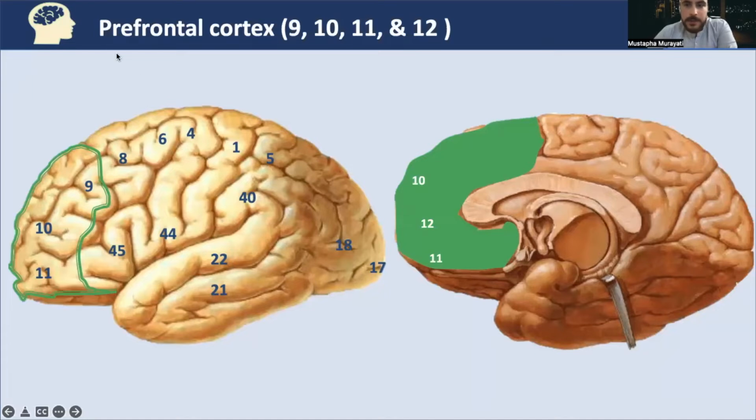Okay, now we will talk about the prefrontal cortex, Brodmann areas 9, 10, 11, and 12. It represents the majority of the frontal cortex. About a quarter of the cerebral cortex is represented by the prefrontal cortex. On the lateral surface, this is the demarcation: superior, middle, and inferior frontal gyri. The orbital gyrus is also involved. And on the medial surface, here we have the medial frontal gyrus, most of it, and the anterior half of the cingulate gyrus. So this is the area represented by the prefrontal cortex.